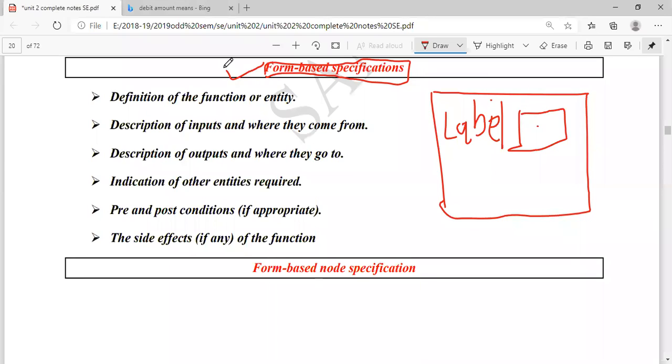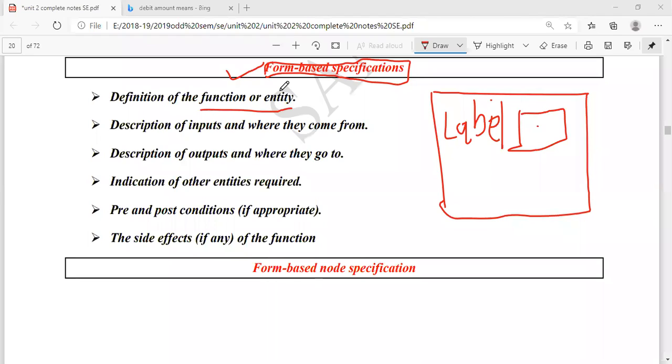Okay, so what all things can you include in this black book? So we have to define the function or entity. So entities are nothing but the main components of your project. Suppose you have an ATM project, what are the entities here? The entities here are login, okay, then you have transaction, which is going to perform deposit and withdrawal. Okay, we have customer details.